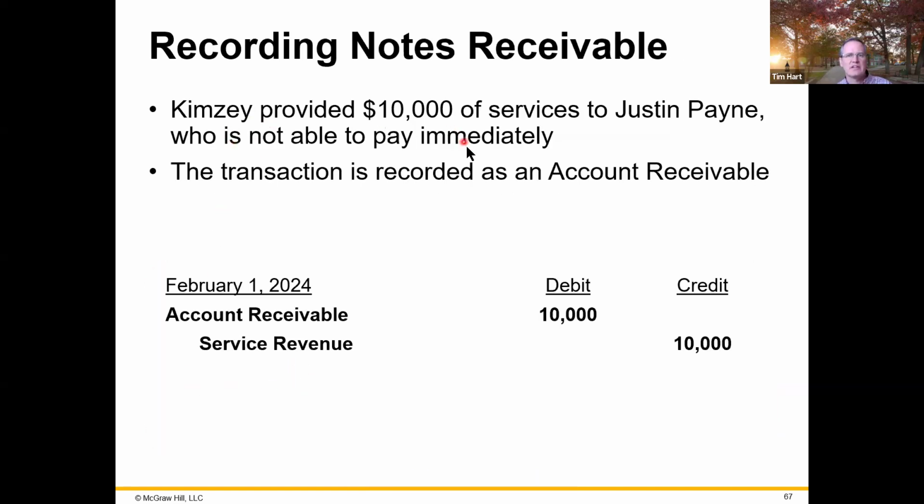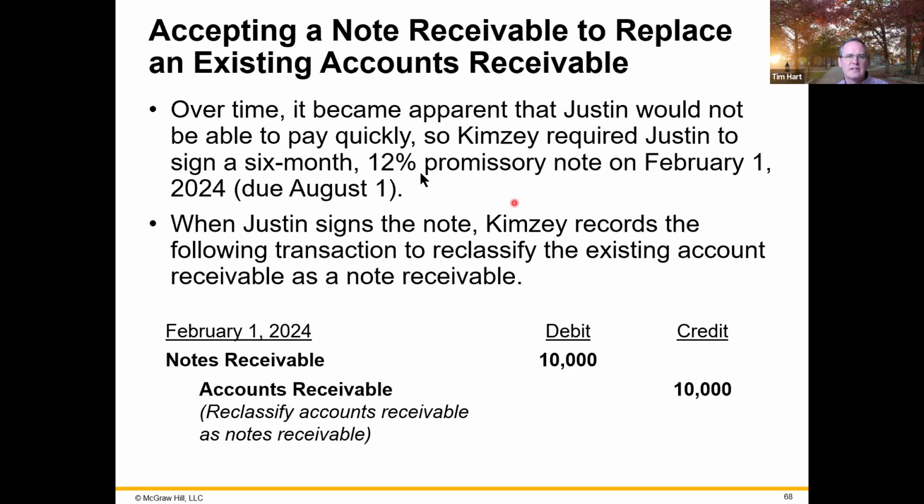So Kimsey provides $10,000 of services to Justin Payne, who can't pay immediately, so it's accounts receivable. Well, then it became apparent that he couldn't pay, so they converted the account receivable to a note receivable with the terms we are just looking at, 6 months, 12%, due August 1st. So that transaction creates the note receivable and eliminates the account receivable, really just swapping one for the other, no net effect on the balance sheet because they're both assets.